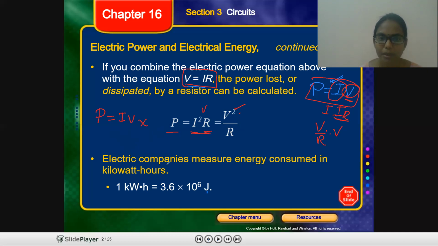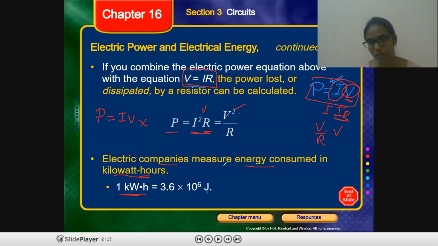And electric companies measure, like how much current you used in your home, that is given by energy consumed in kilowatt hours. Energy consumed in kilowatt hour. That energy consumed in our home, that is kilowatt hours, is given by... See how you can represent kilowatt hour.